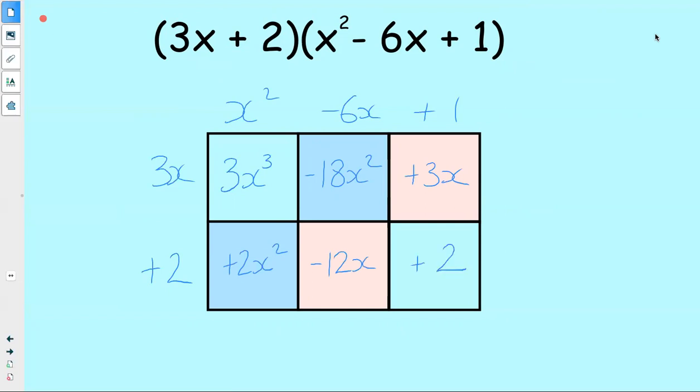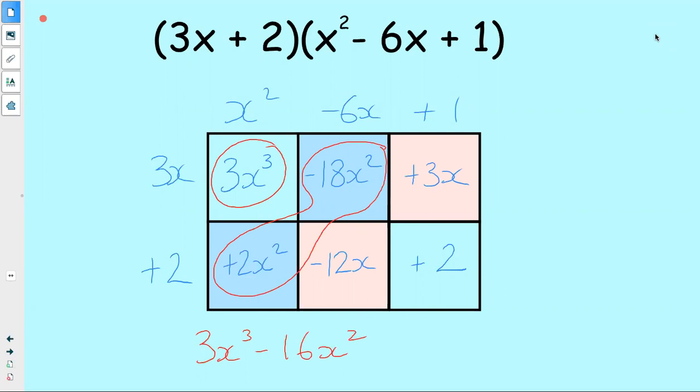Right, so in terms of x cubes, I've only got one term that contains x cubed. So I'm just going to write that out. So 3x cubed. My x squareds, here's my x squareds now that I'm highlighting. So I've got 2x squared, subtract 18x squared. We'll do that in my head, and it becomes a negative 16x squared.